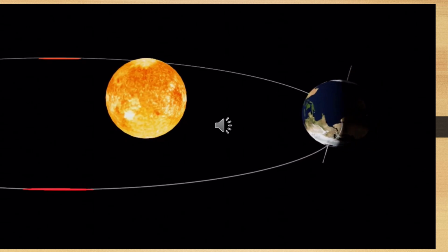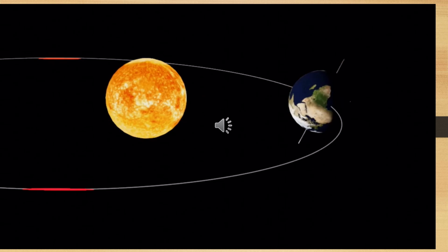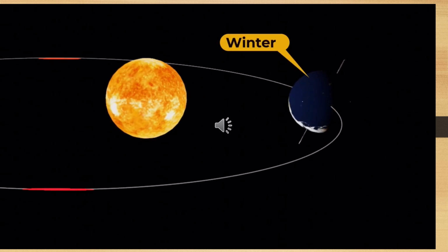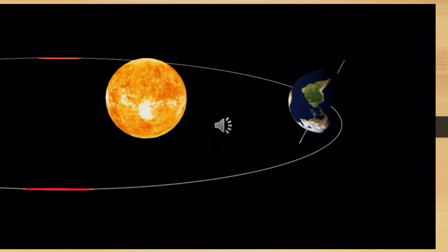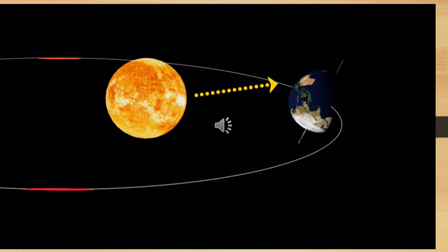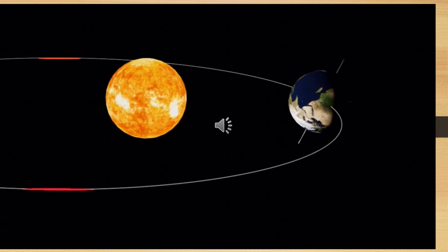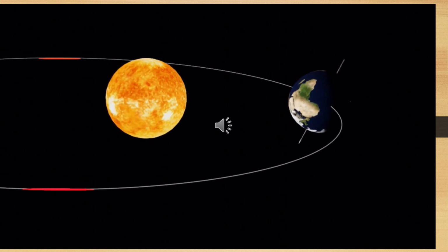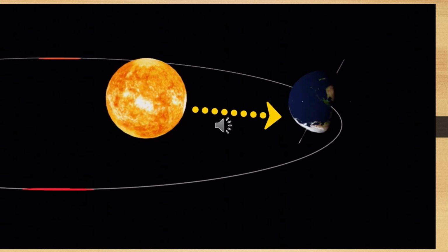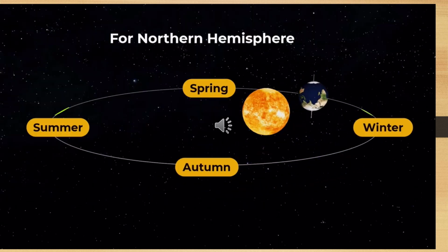Finally, as the Earth reaches its closest point to the sun, the northern hemisphere is tilted away from the sun, resulting in the winter season. This is the time when the days are the shortest and the nights are the longest. The northern hemisphere receives the minimum amount of light during this time. At the same time, the southern hemisphere is tilted towards the sun, resulting in the summer season. The southern hemisphere receives the maximum amount of light during this time. The position of the Earth in its orbit also.